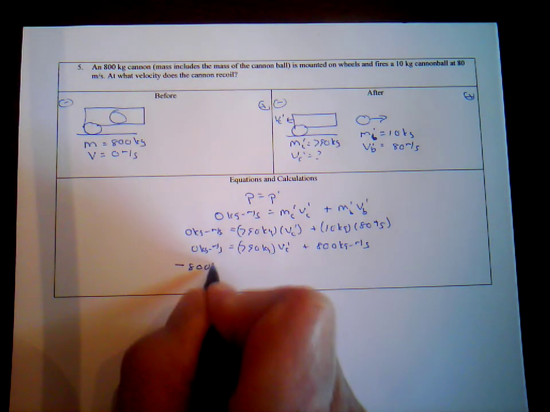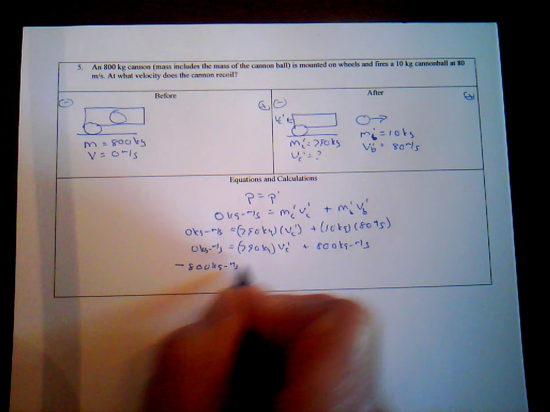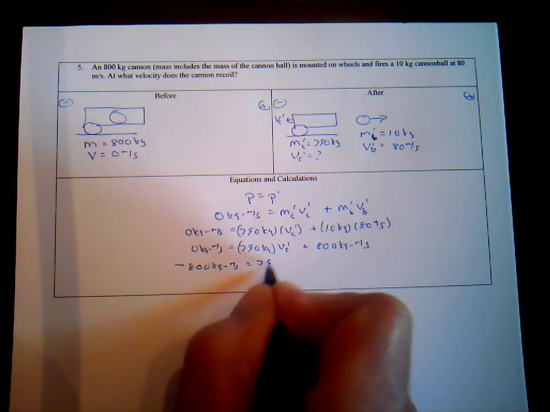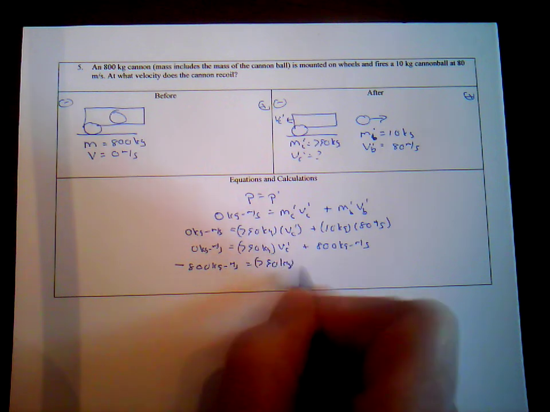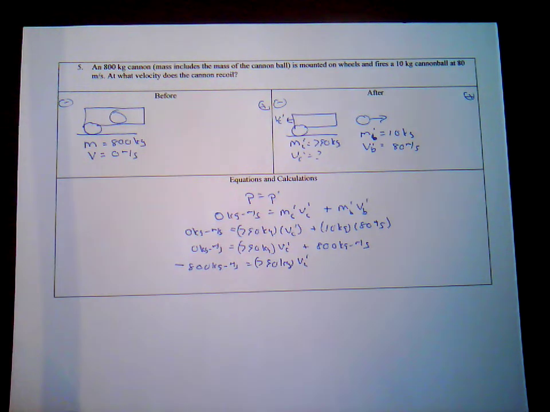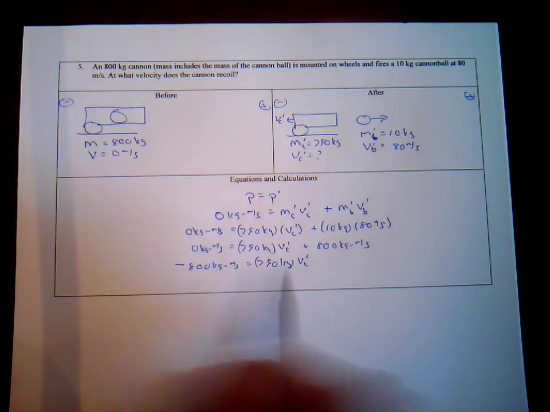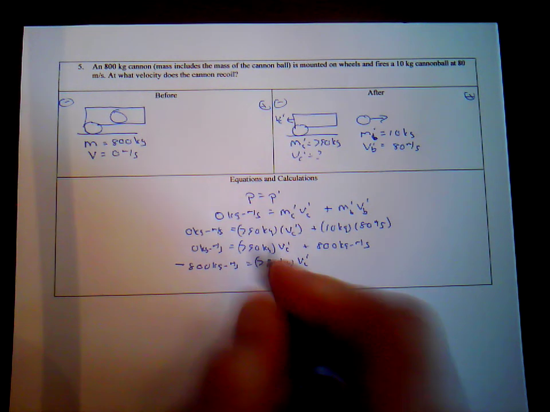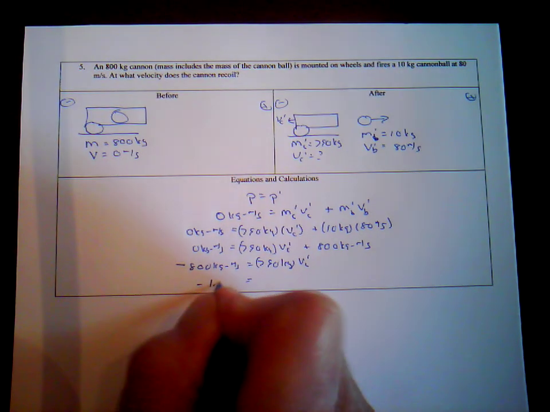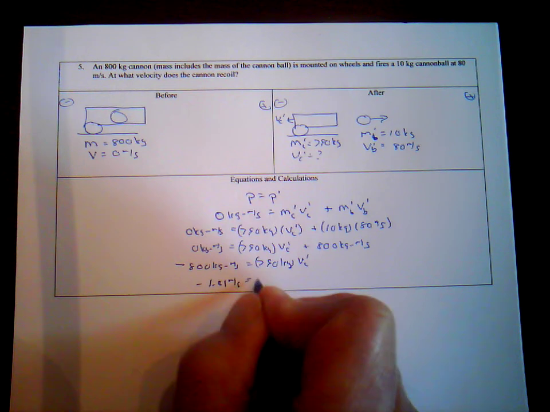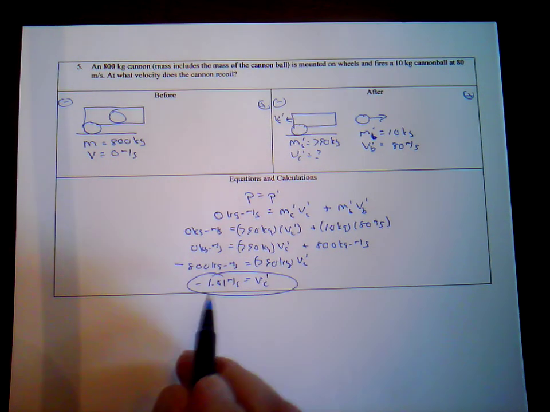0 minus 800 is negative 800 kilogram meters per second. This is then 790 kilograms times the velocity of the cannon after the collision. We now have to get rid of the 790 kilograms, so we have to divide both sides by that. We take negative 800 divided by 790. That's going to be negative 1.01 meters per second, the velocity of the cannon afterwards. Not a large velocity, but it's in the negative direction.